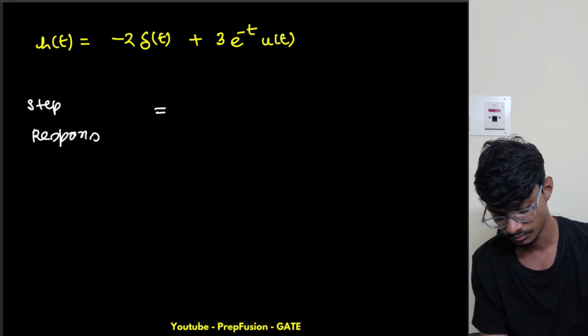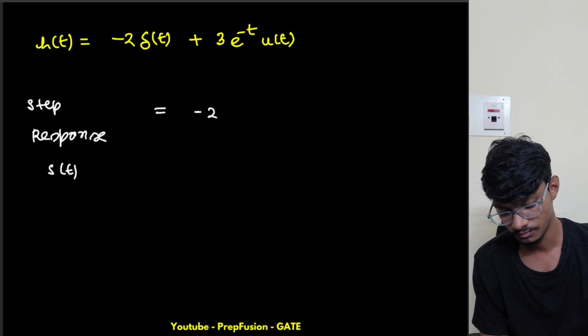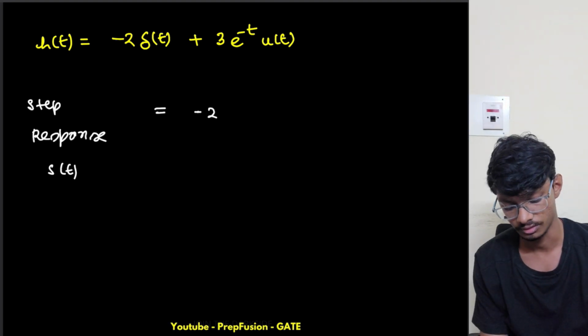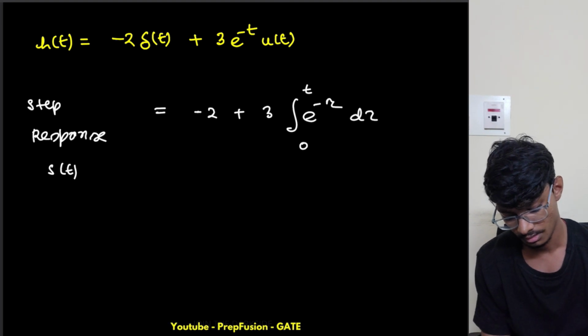Generally, step response we write like this, s(t) also. So we do the integration. So this is minus 2, integration of delta(t) is 1 only, plus 3 e raised to power minus tau d tau, from 0 to t. Okay, and e(t) we are ignoring for now.